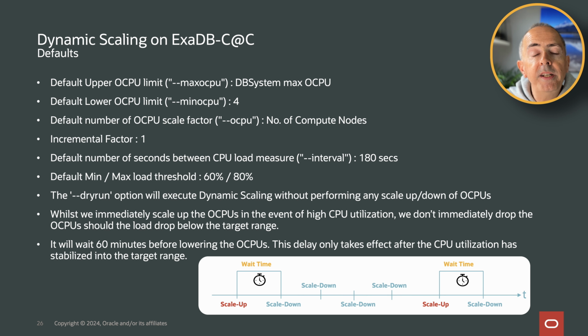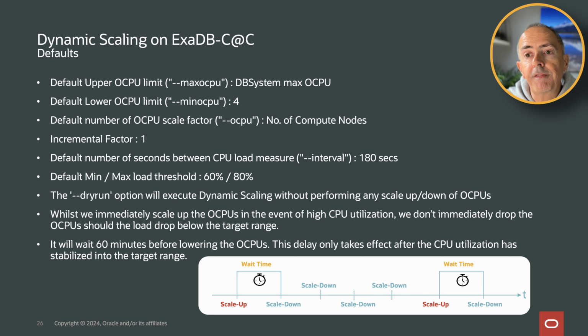Now, this delay only takes effect once the CPU utilization has stabilized into the target range. So in the diagram here, we have the initial scale up, and then once it's stabilized, we'll wait for 60 minutes before we begin any scale down operation. But we can have multiple scale down operations and we can do those at any time until we have the next scale up. Then we'll have another 60-minute period before the next scale down.